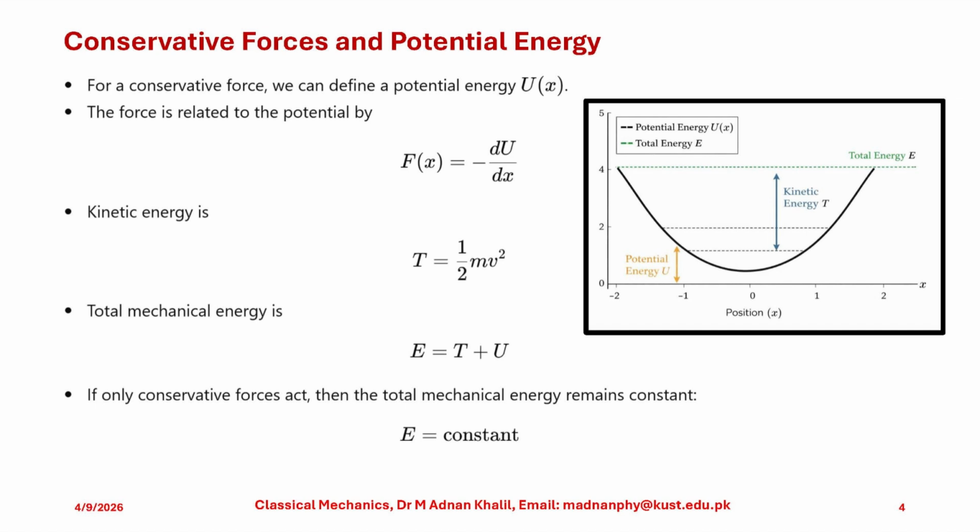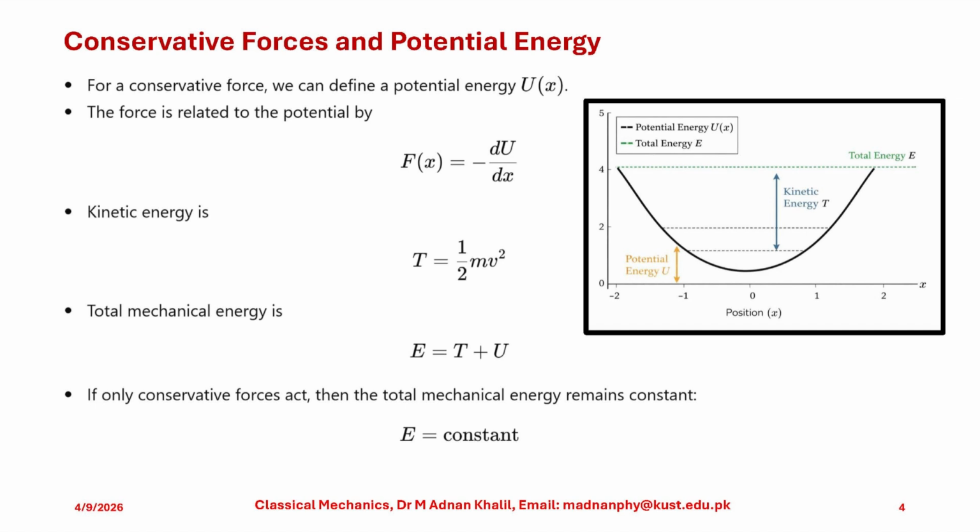Now we introduce the idea of a conservative force. A conservative force is one for which we can define a potential energy function U of x, that is, energy as a function of position. The force is related to the potential by F of x equals minus dU by dx, that is, the gradient of the potential. The minus sign tells us that the force acts in the direction of decreasing potential energy. That is, naturally the system is pushed towards lowering the potential energy.